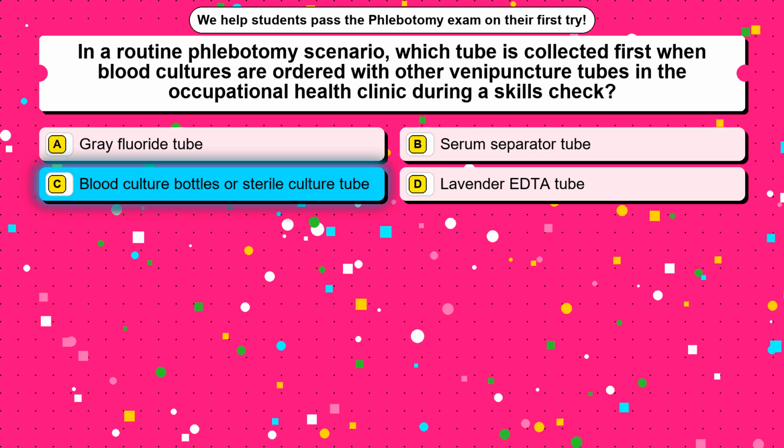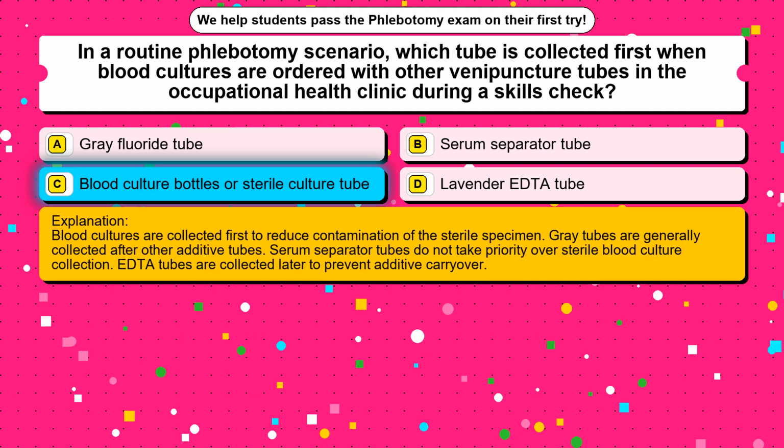The correct answer is option C. Blood culture bottles or sterile culture tube. Blood cultures are collected first to reduce contamination of the sterile specimen. Gray tubes are generally collected after other additive tubes. Serum separator tubes do not take priority over sterile blood culture collection. EDTA tubes are collected later to prevent additive carryover.